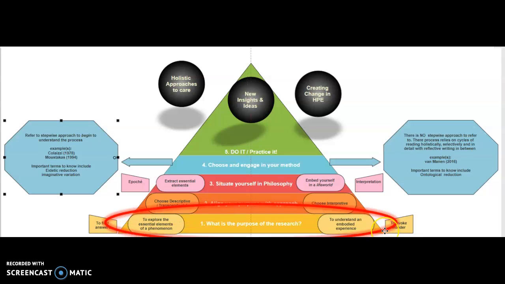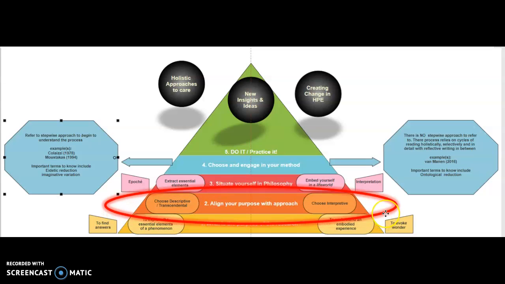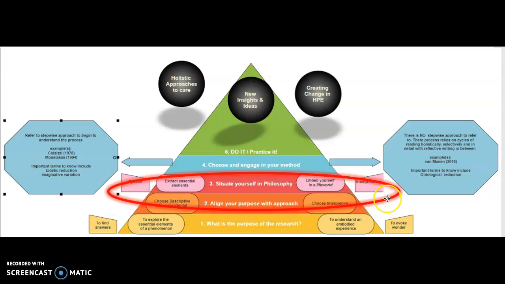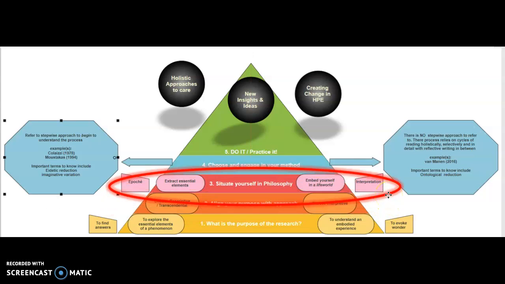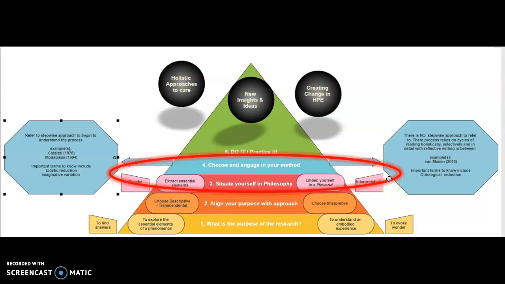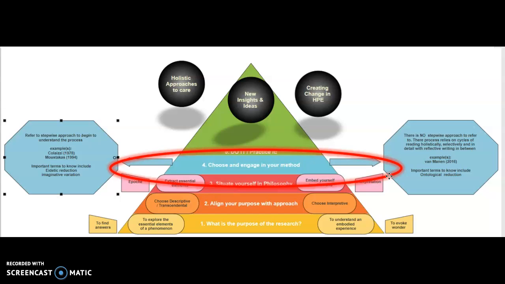The first part, the foundation, is important that the researcher does this so that they can use phenomenology to its full potential. It requires researchers to align the purpose of their study with the appropriate stream of phenomenology. And then they are able to invest time in trying to understand the philosophy associated with their stream. So then they can engage better with the methods and understand complex terms such as reduction and imaginative variation and how this relates to the philosophy of their stream.